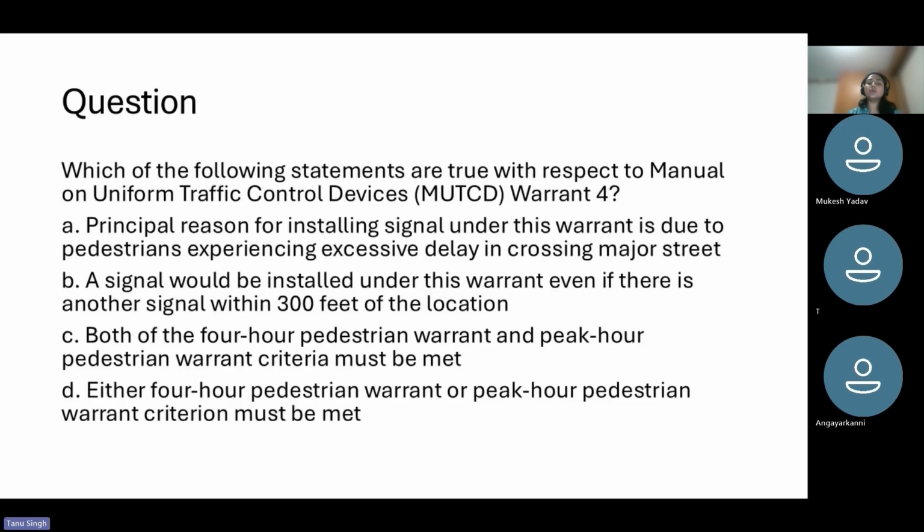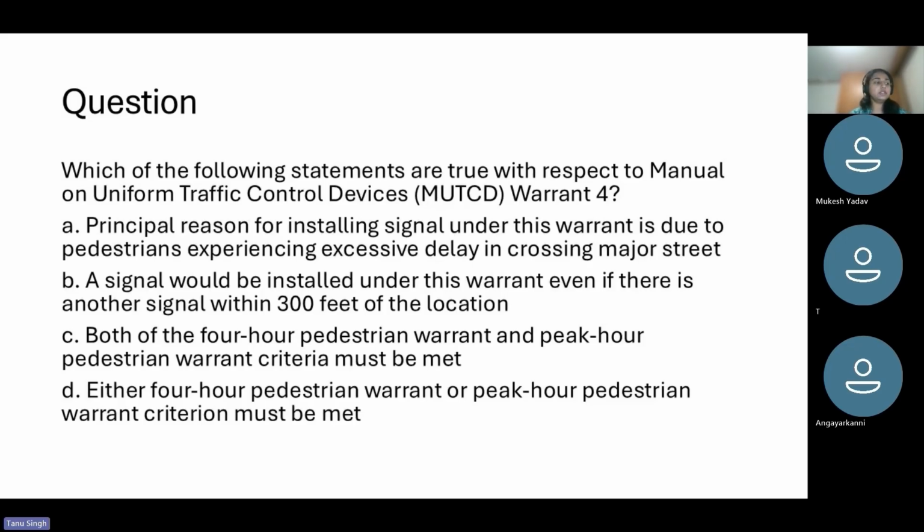Then, both the 4-hour pedestrian warrant and peak hour pedestrian warrant criteria must be met. This is also wrong, because if either of the two warrants meets the criteria, then it justifies the signal. Therefore this is a correct statement. A and D are correct statements and B and C are incorrect statements.